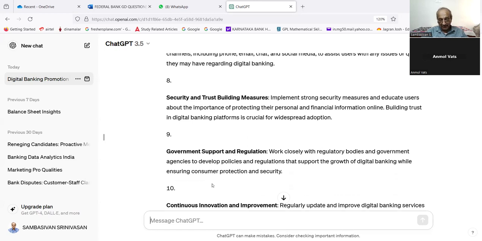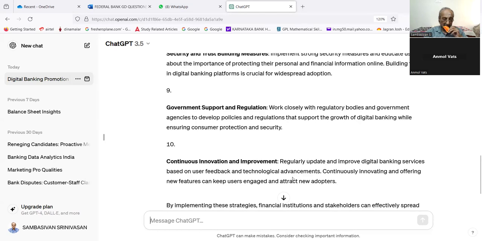Okay, sir. Implement strong security measures and educate users about the importance of protecting their personal and financial information online. Building trust in digital banking platforms is crucial for widespread adoption. Government support and regulation. Work closely with regulatory bodies and government agencies to develop policies and regulations that support the growth of digital banking while ensuring consumer protection and security.